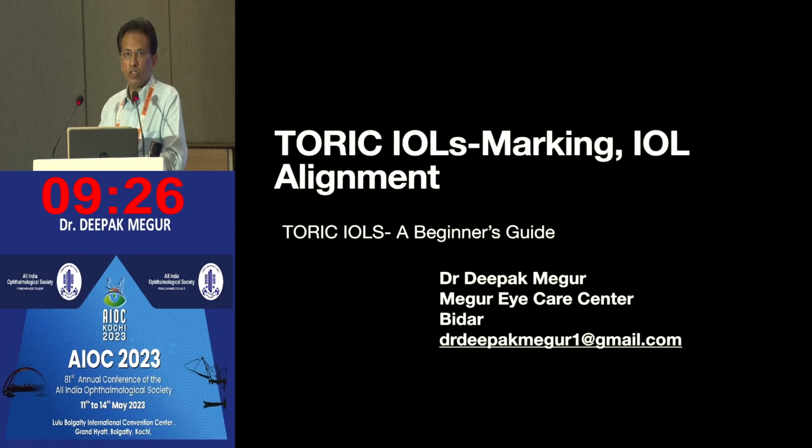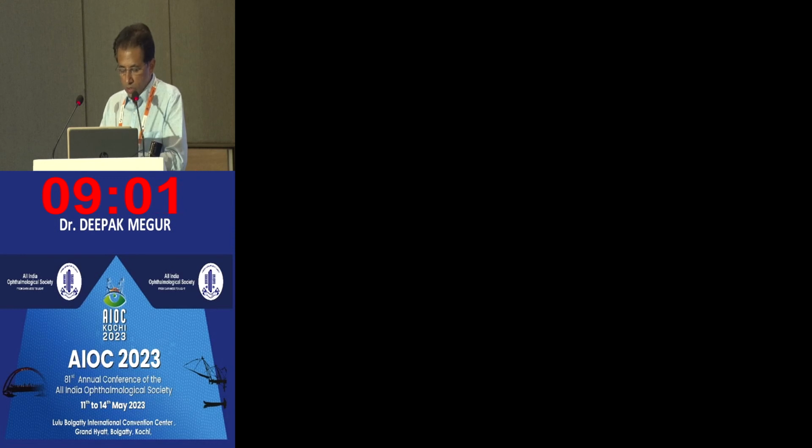So the next, once you have decided that you're going to operate and put a toric lens, how do you measure or how do you mark? So this becomes the next more important thing. And as we all know, there are multiple techniques of marking on the cornea, including image guided devices. But I'm trying to be very simple and practical, which every ophthalmologist who is doing cataract surgery can use.